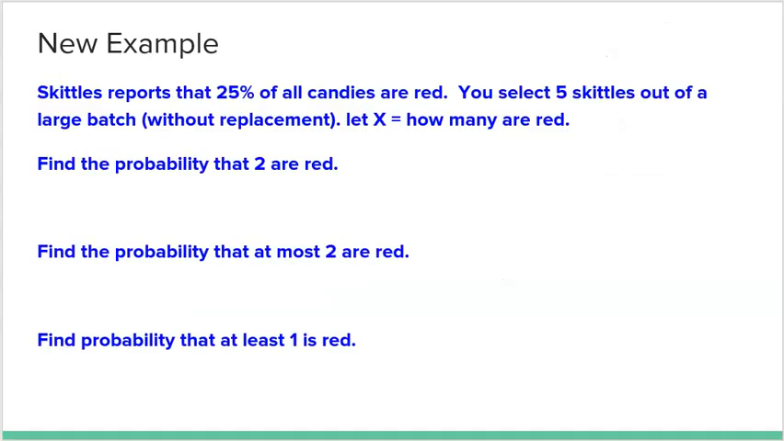Let's take a deep breath and let's do one last problem altogether. Skittles reports that 25% of Skittles are red. So the probability of getting a red Skittle is 25%. Not red, 75%. Easy. You're going to look at 5 Skittles and I care about how many are red.